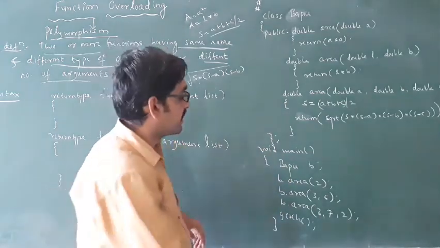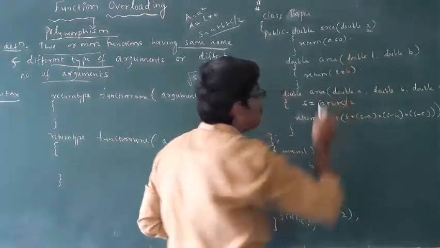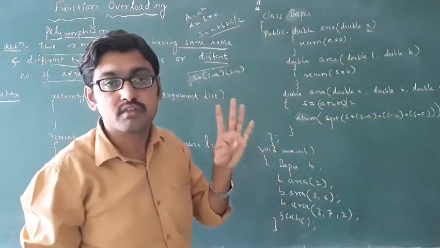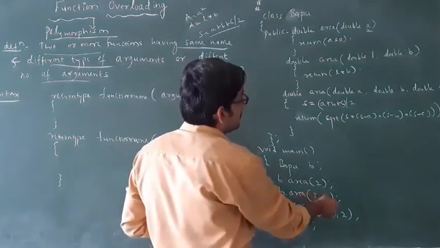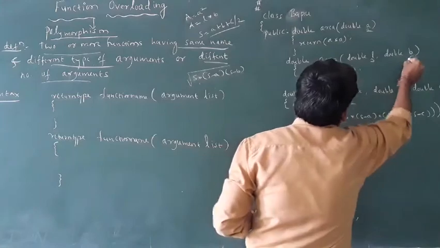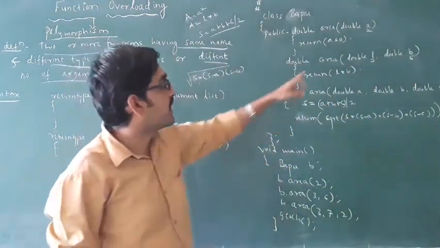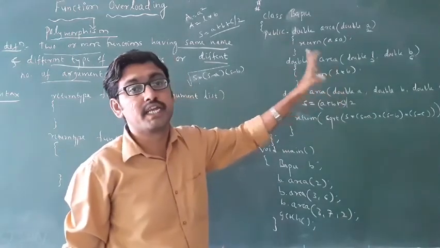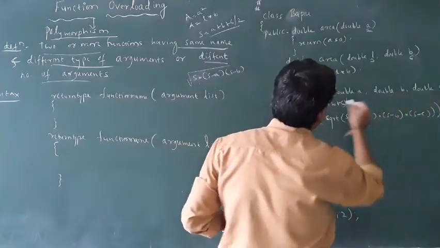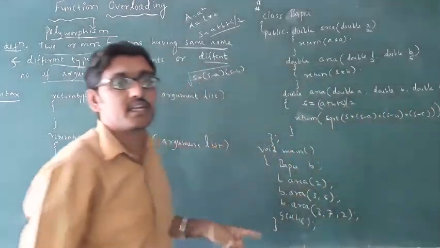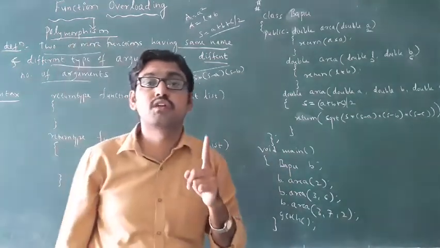Okay, see, first area 2 will go here, then 2 star 2 is 4, the area of the circle is 4. Here 4 will be displayed. The next one is 3 into 6, how much? 18. Okay, the area of the rectangle answer is 18. Then the next, 3, 7, 2, calculate this and you get an answer. Okay, like this it will work. This is nothing but function overloading.